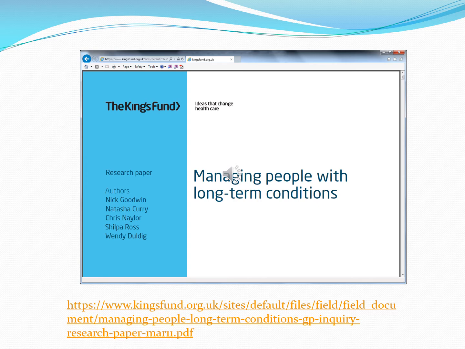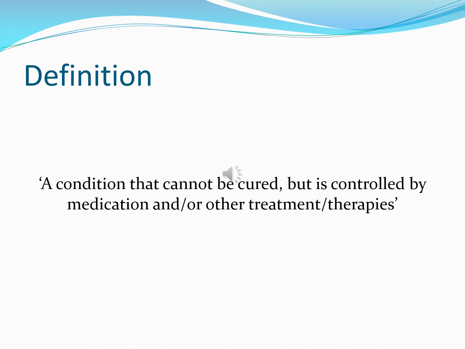There's a charity called the King's Fund that I would advise you go and have a look at. There are links at the bottom of the slide, and this details how we can use NHS resources to manage people with long-term conditions. A long-term condition is defined as a condition that cannot be cured but is controlled by medication and/or other treatment and therapies.